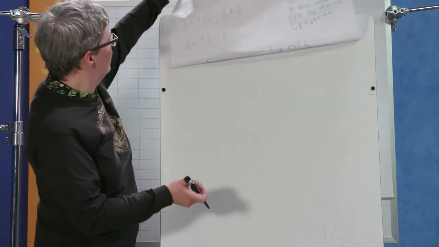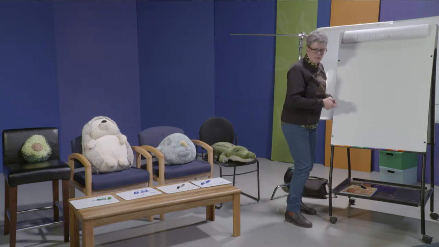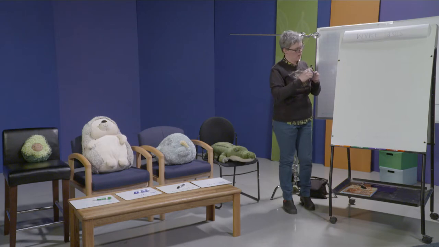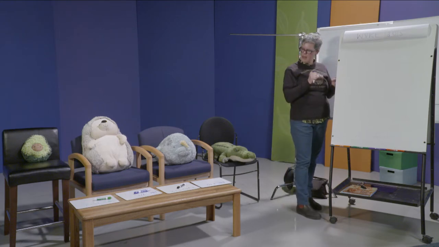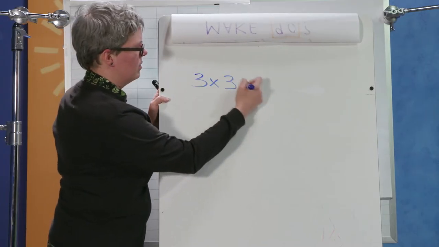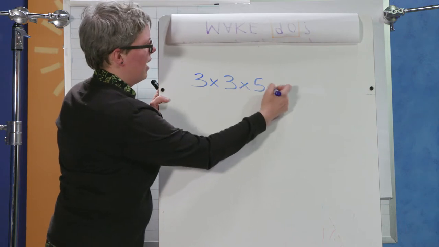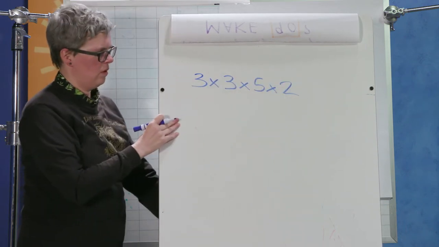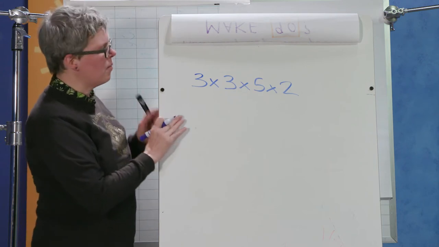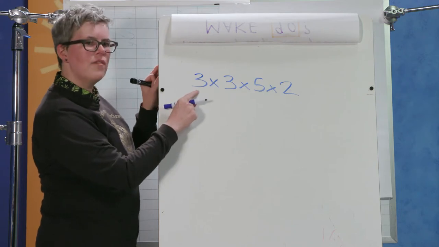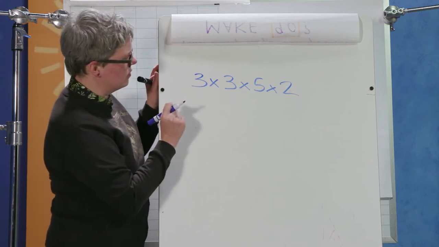Looks like I need a little bit more space here. I'm going to borrow this. And Neville, interesting. Okay, this is what Neville wrote. 3 times 3 times 5 times 2. Oh, he says those are all prime numbers. Cool. They don't have any factors other than 1 and themselves.